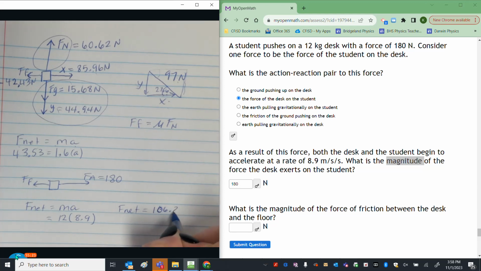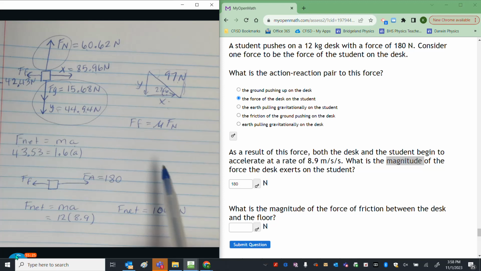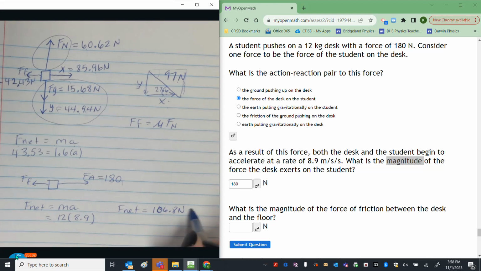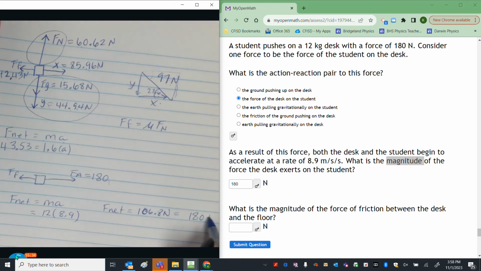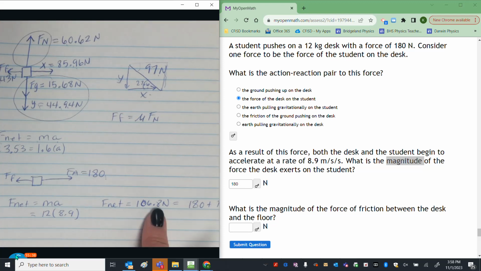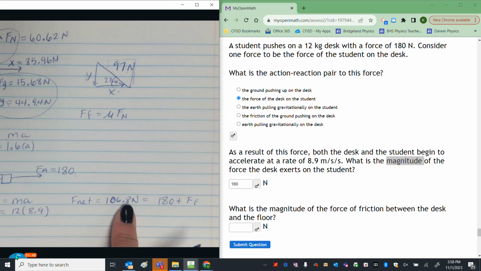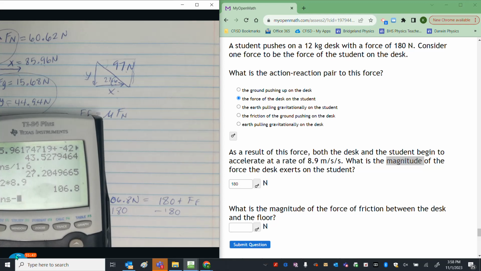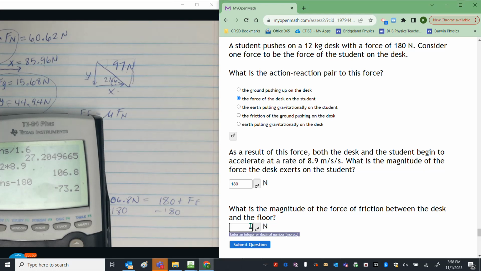Okay, so that means this force is 106.8 newtons larger than this one. That's what the net force means. It is also the sum of my forces, 180 plus FF. Okay, that's going to be a negative number. That's the only way we get here. I can see that mathematically as well if I just subtract 180 from both sides. 106.8 minus 180 is going to give me a negative number, specifically negative 73.2, but again, it only wants the magnitude, 73.2.